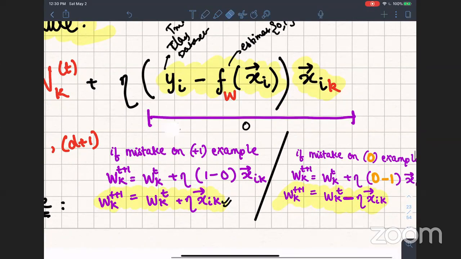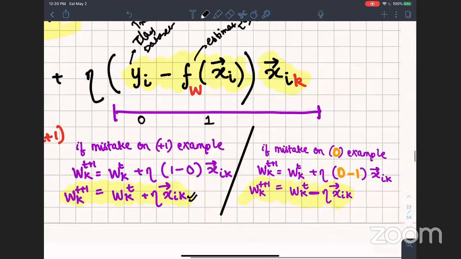But if you had class 2, which is 0, and you wrongly estimated it as belonging to class 1, then you again made an error in classification, right? So in this case, it is 0 minus 1, which is minus 1. So in a way, what you're trying to do here is, if you make a mistake on a negative sample, a mistake on a zero example, then you subtract this term, the contribution of that data point.